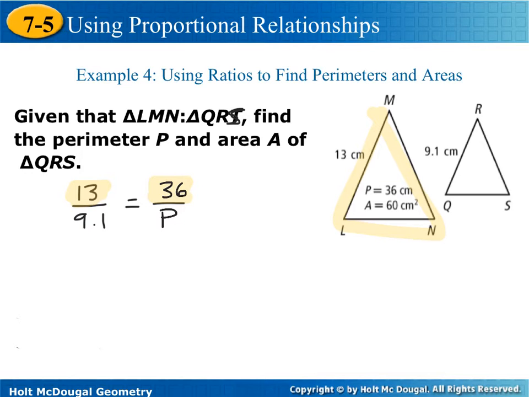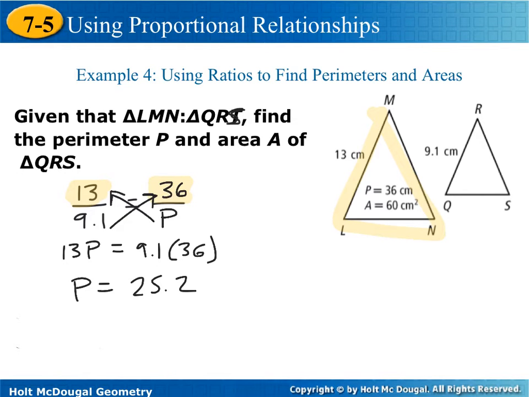Now how do we solve for P? Cross multiply. So we get 13P is equal to 9.1 times 36, divided by 13. 25.2. 25.2 what? Centimeters. Like it tells us the perimeter is measured in centimeters, so it'll be centimeters.